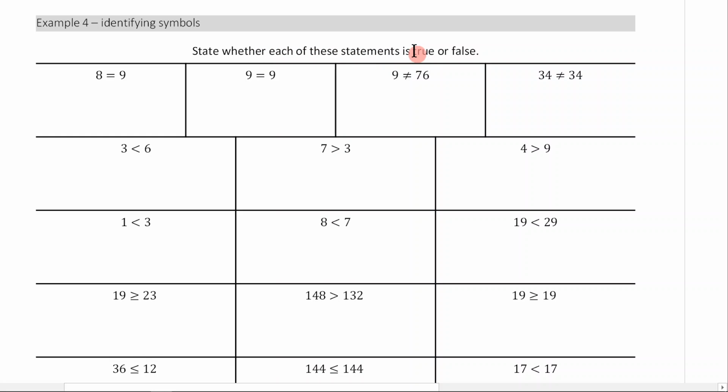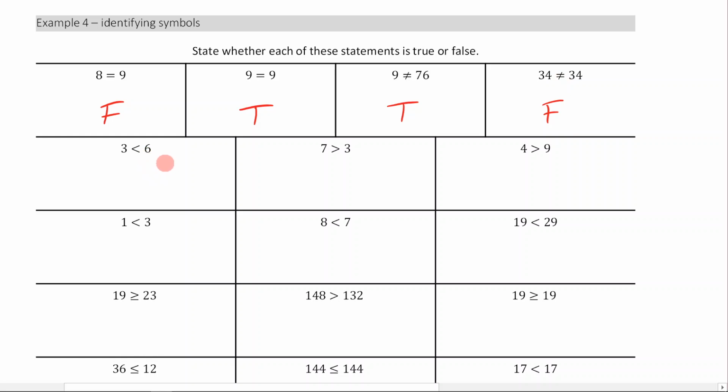Okay, let's now just go through identifying these symbols, and it says state whether each of these statements is true or false. First, is 8 equal to 9? Obviously not, that is false. Is 9 equal to 9? That is true. Is 9 not equal to 76? That's true. Is 34 not equal to 34? Now this is a bit of a brain teaser here. That's false. 34 is equal to 34. So the fact that it's saying not equal to means it's wrong.